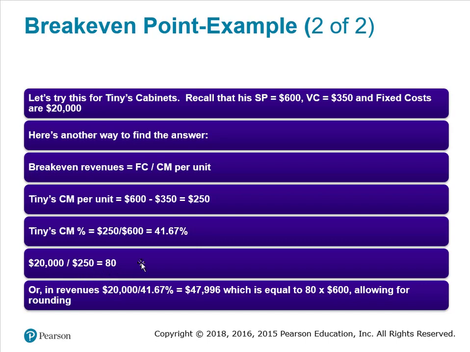But in revenues, if you took your fixed costs and divided by the 41.67%, that's the contribution margin ratio, we would get 47,996 with a little bit of rounding, so it's about $48,000 worth of sales. Okay? All right, we're almost there.